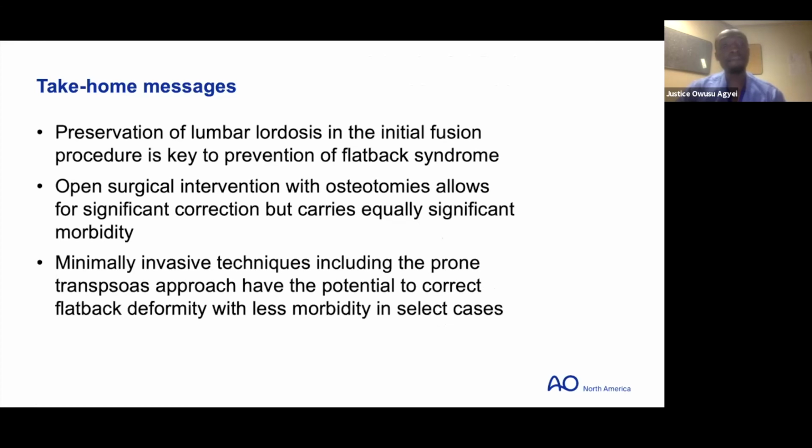So I will save this till after Dr. O'Connor finishes his presentation. Thank you. Well, great cases. I'm going to go ahead and share the presentation here.